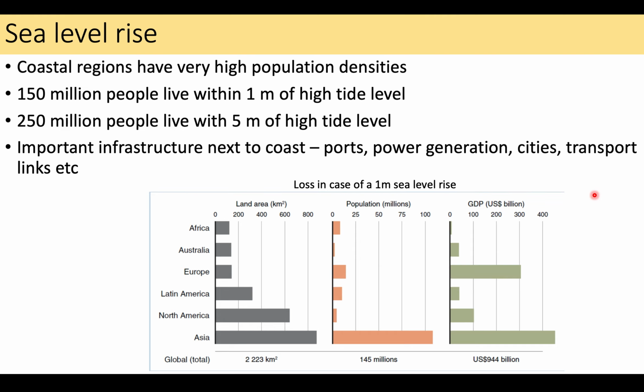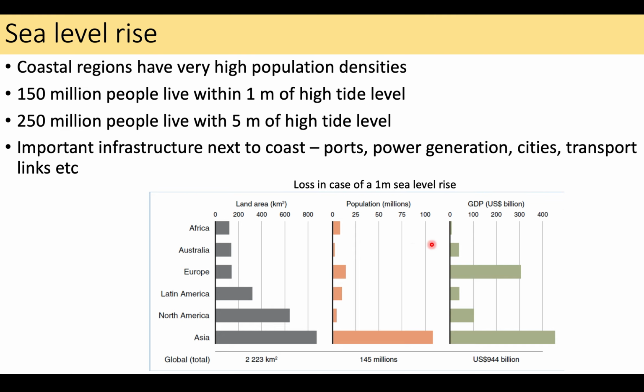250 million people live within 5 meters of high tide. There's a lot of people. There's a lot of infrastructure right at our coastline. Ports, power generation, transportation, cities, all built right along our coastlines.